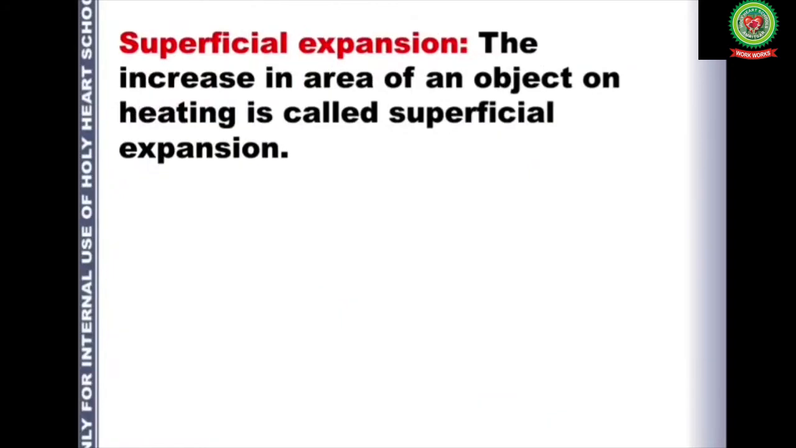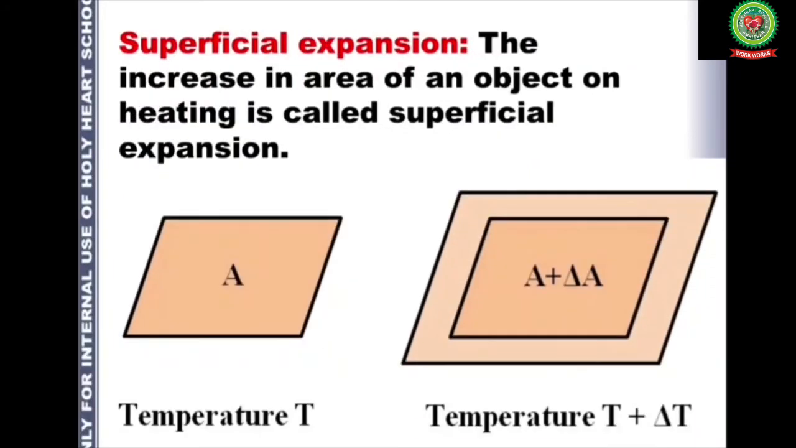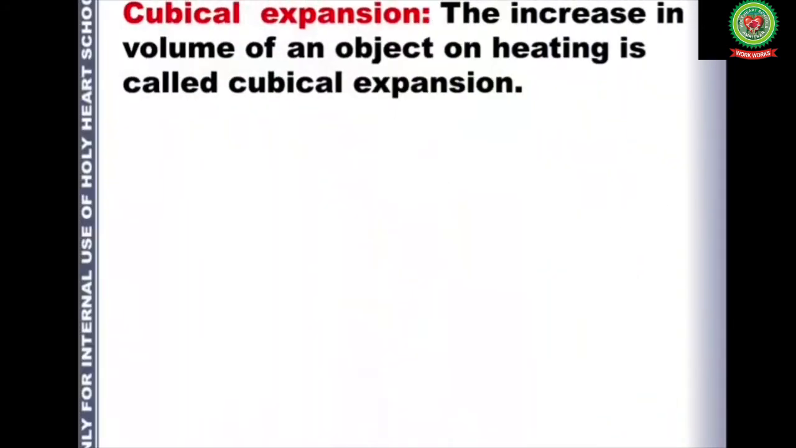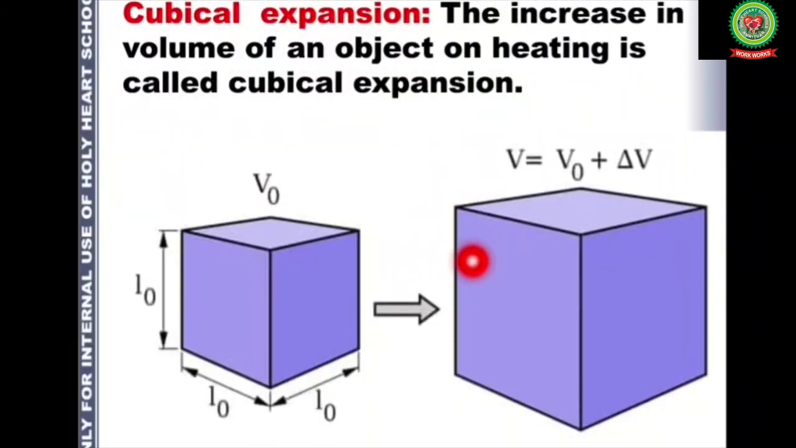Second is superficial expansion. The increase in area of an object on heating is called superficial expansion. Here you can see on heating, the area of an object has increased. Cubical expansion: the increase in volume of an object on heating is called cubical expansion.